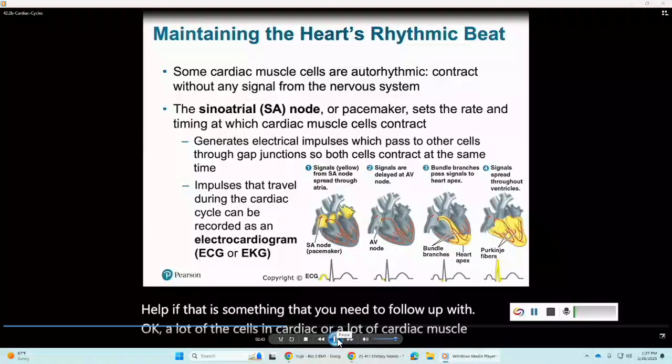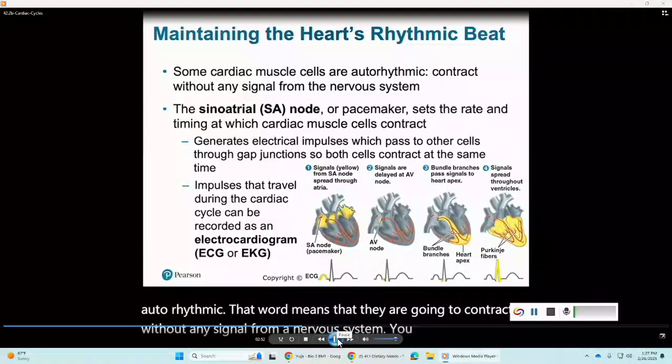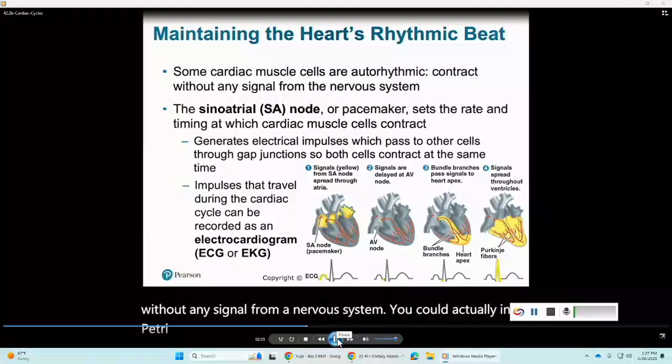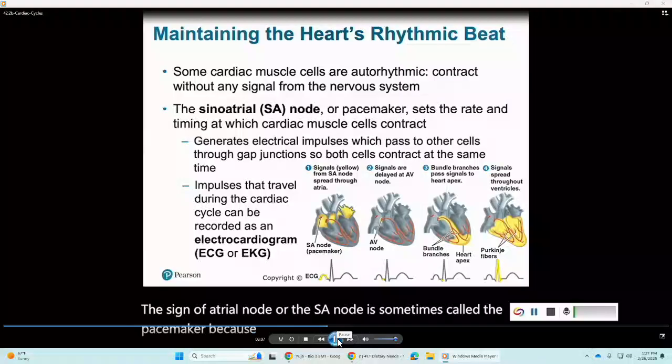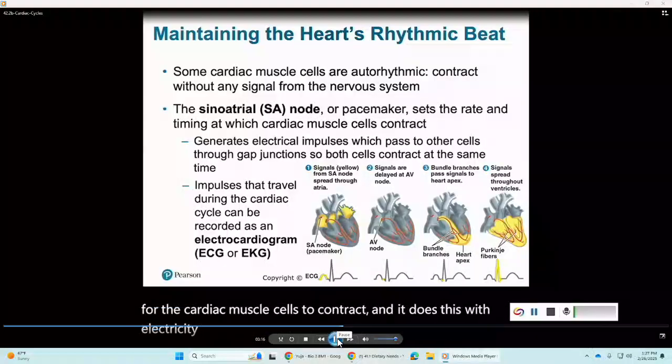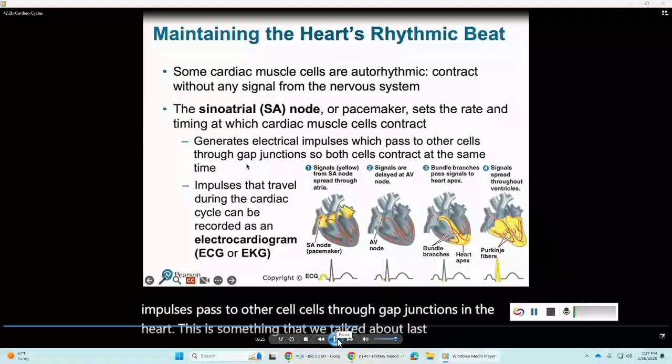Okay, a lot of cardiac muscle cells are autorhythmic. That word means that they are going to contract without any signal from a nervous system. You could actually put heart muscle in a petri dish and see it contracting independently of any sort of nervous system. The sinoatrial node, or the SA node, is sometimes called the pacemaker because it sets the pace. It sets the rate and the timing for the cardiac muscle cells to contract. And it does this with electricity. It generates electrical impulses, and then those impulses pass to other cells through the gap junctions in the heart.